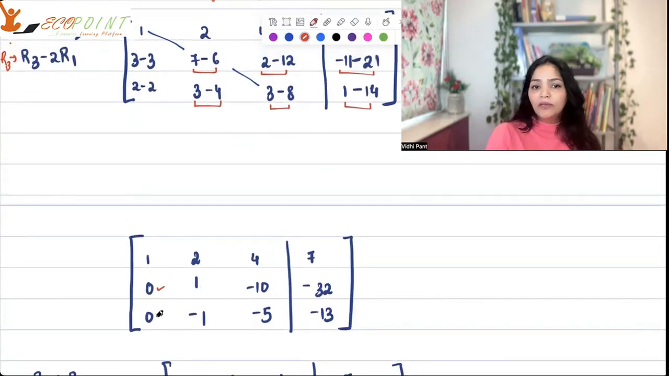So see, you have been able to create zeros here. But what did I say? I want zeros below this main diagonal. I want zeros below this main diagonal. So that means I don't want to see minus 1 here. I want to see 0 here.